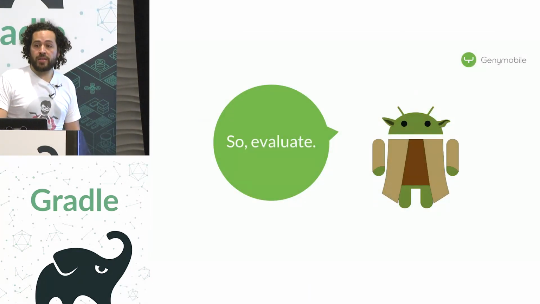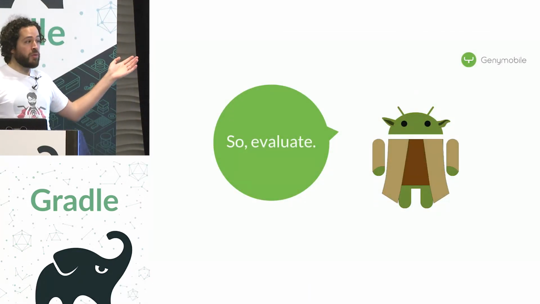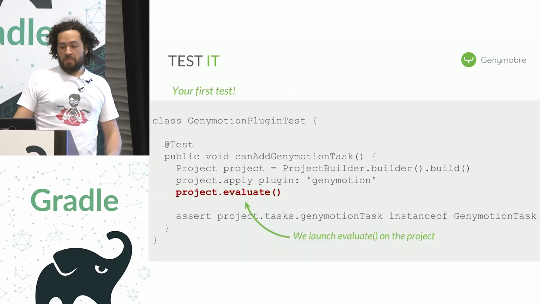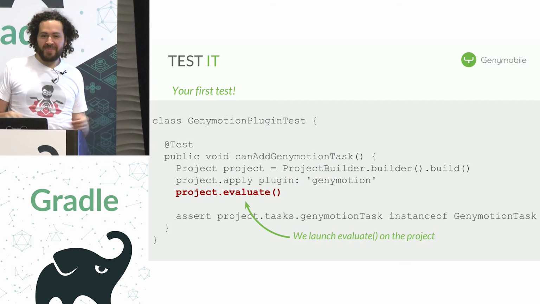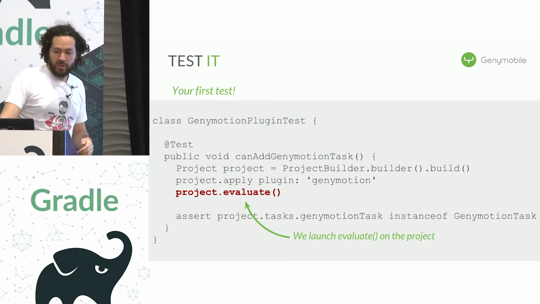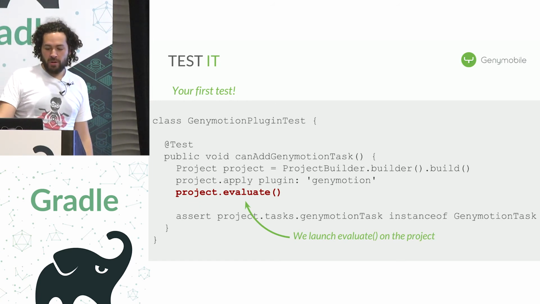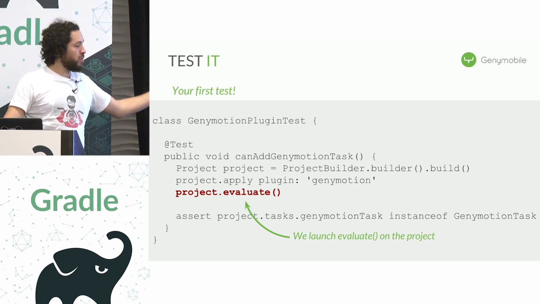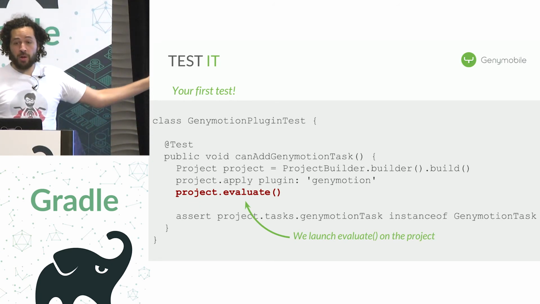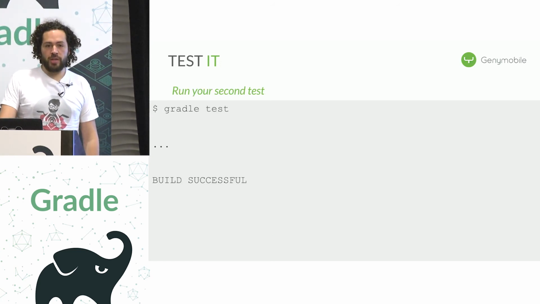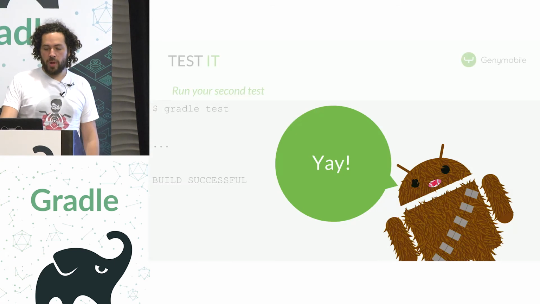So the problem is that you must evaluate, but there is no API to evaluate. Let's evaluate. Maybe it will work. This is not in the documentation, really. So you call the evaluate method, and actually, magically, it's working. And at this moment, you are pretty happy.